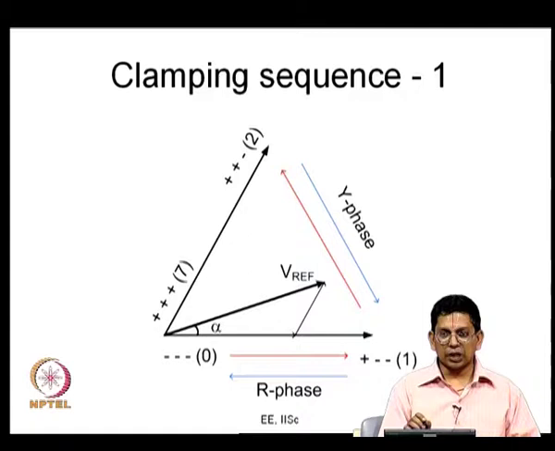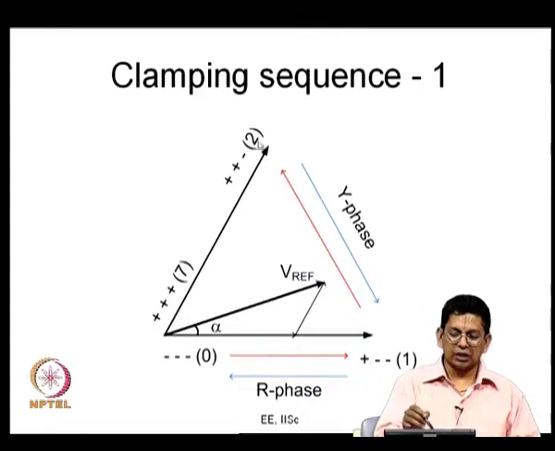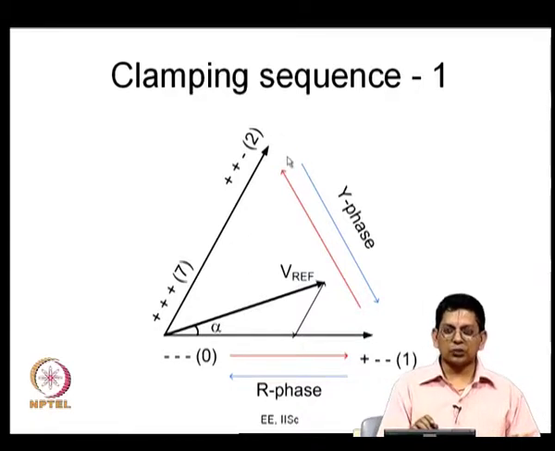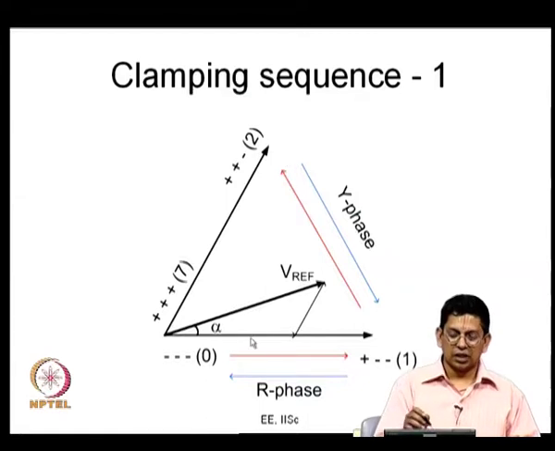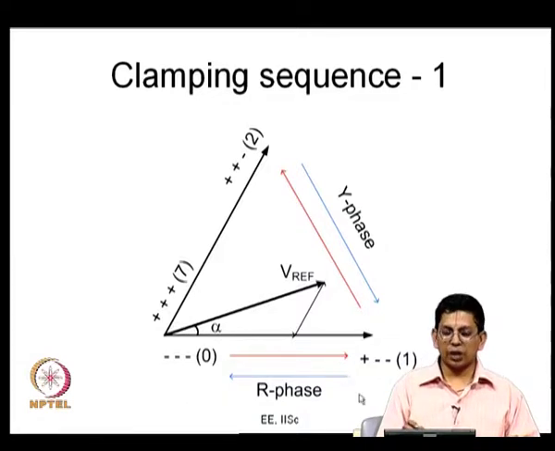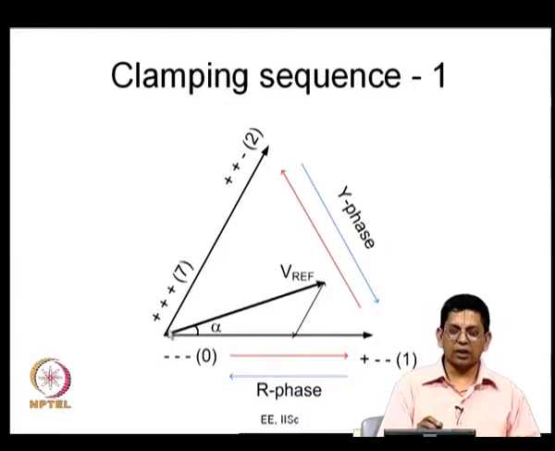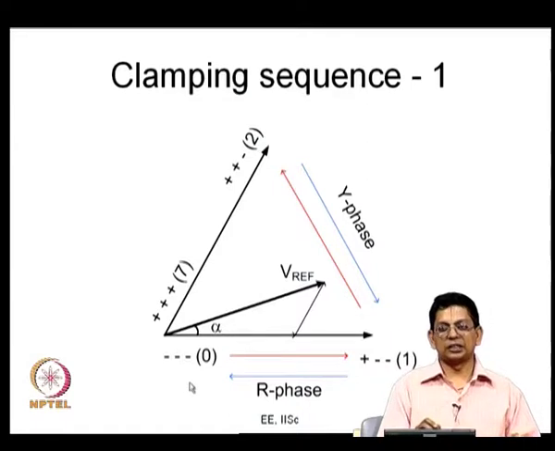Now, in the next subcycle you stay here and apply this vector for t2 dash seconds. Then switch your Y phase and come here and apply the active state 1, stay here for t1 dash seconds. Then you switch your R phase and go back here and apply this state for tz dash seconds. This is what I would call clamping sequence 1. This is a different sequence; the earlier sequence we call the conventional sequence.